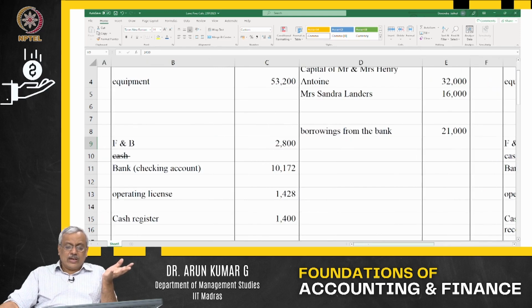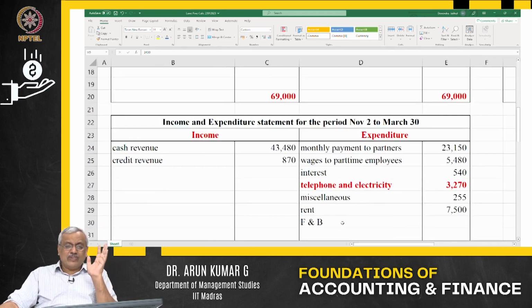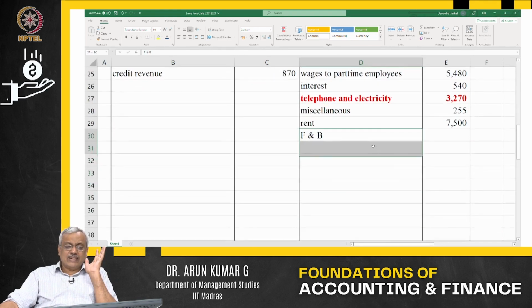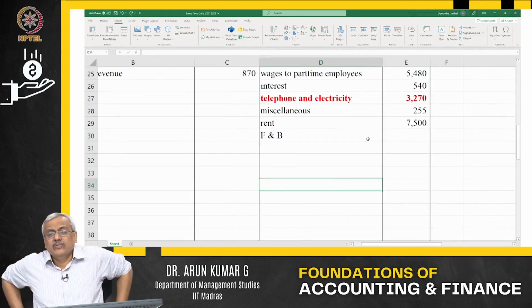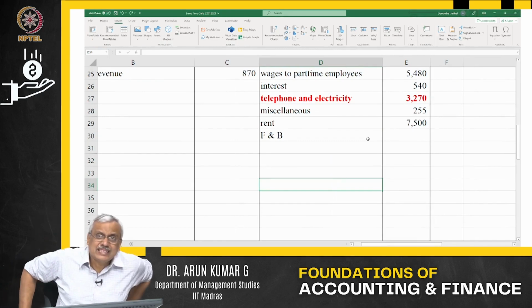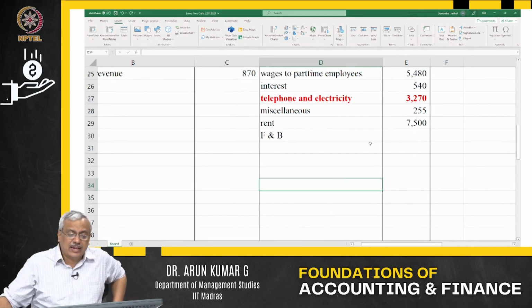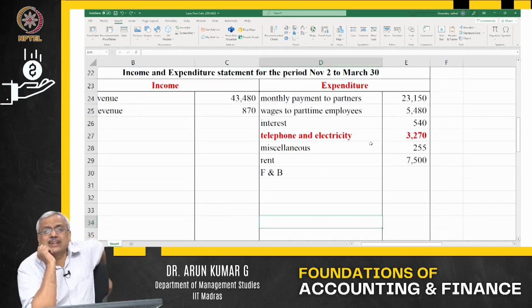So what should we do? We have to know what is the food and beverage consumed in the process. What are we worried about? We are worried about the F&B that has been consumed during the period. That is the period of what? November 2nd to March 30th.